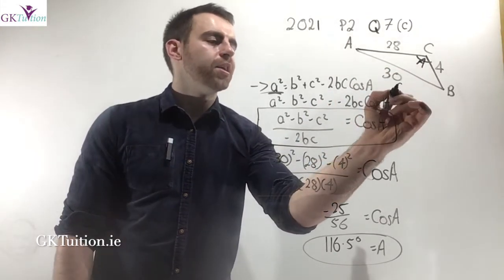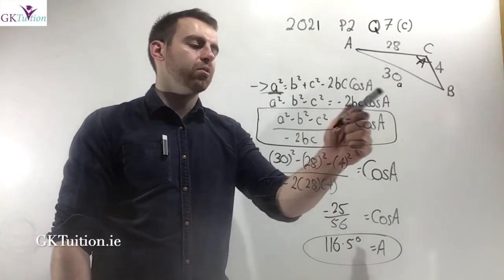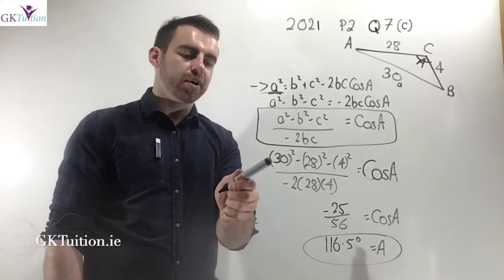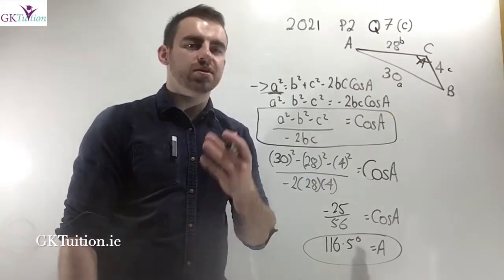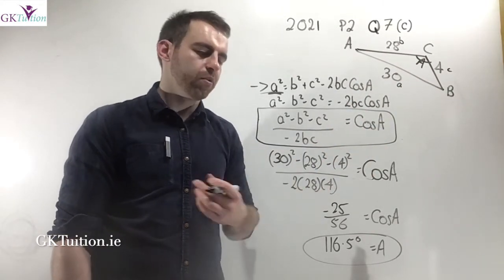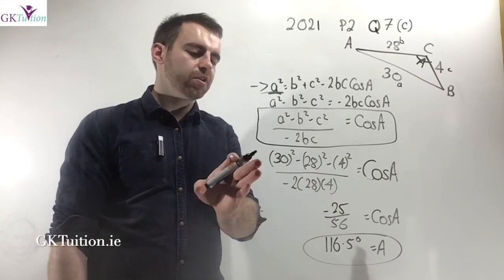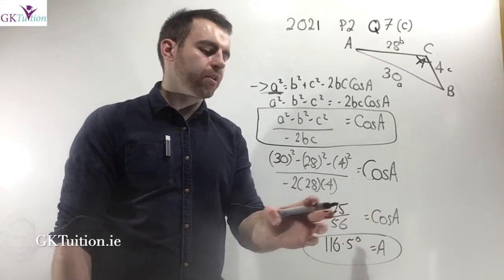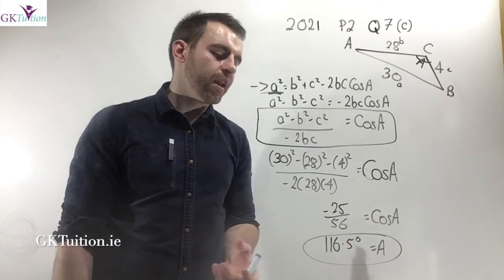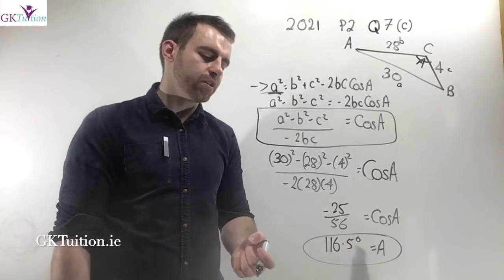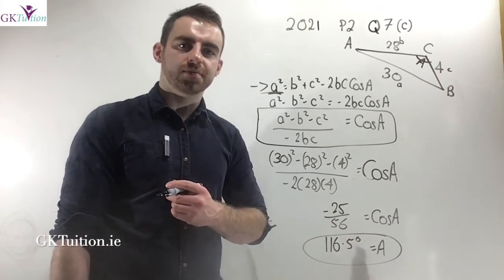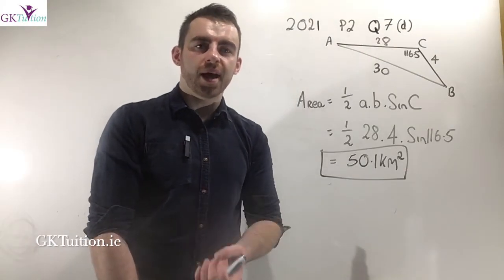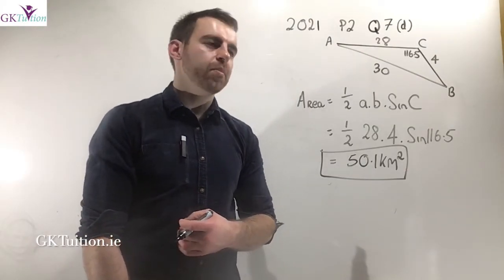The side opposite it has to be my small a. So the small a, what I sub in for a squared, has to be 30. And then it doesn't matter which one is B or which one is C, it's 28 and 4, it doesn't really matter which is which. So all I did was I subbed in and I worked out a value for cos A. If I know cos A, I get cos inverse of the fraction and I end up with A is equal to 116.5 degrees.